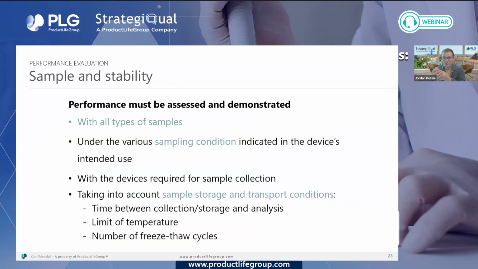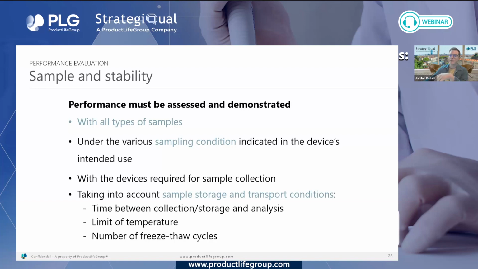Okay, let's come back to samples. If the manufacturer claims that the device can measure the analyte in urine or whole blood, analytical performance will have to be evaluated with these two types of sample. As another example, if the manufacturer claims that the device can measure the analyte from serum taken from both SST and dry tubes, the performance will have to be evaluated with both types of tubes.